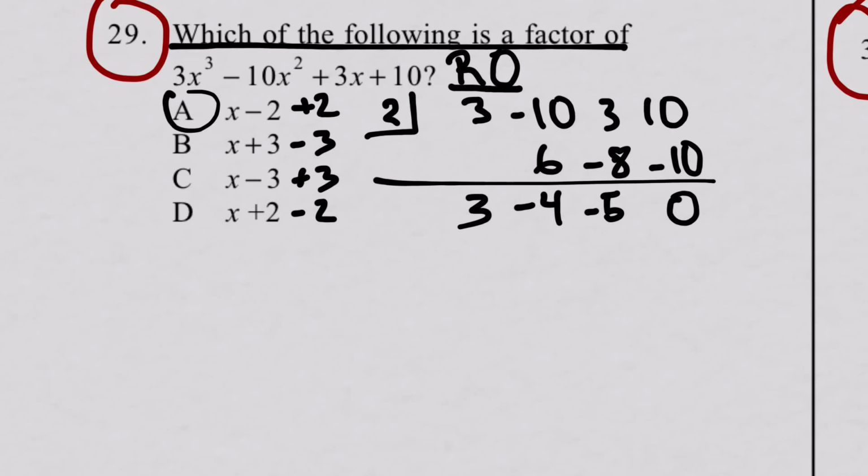Okay, so you get 3, -4, and -5. Now what does this actually mean? It means that when we divide 3x cubed minus 10x squared plus 3x plus 10 by x minus 2, we get this, which we can translate into 3x squared minus 4x minus 5, and no remainder. Okay, and maybe we could even continue breaking this down by using any of our factoring methods, either factoring by grouping or x factor, as some of you guys know. Maybe we could actually factor this completely using this method.